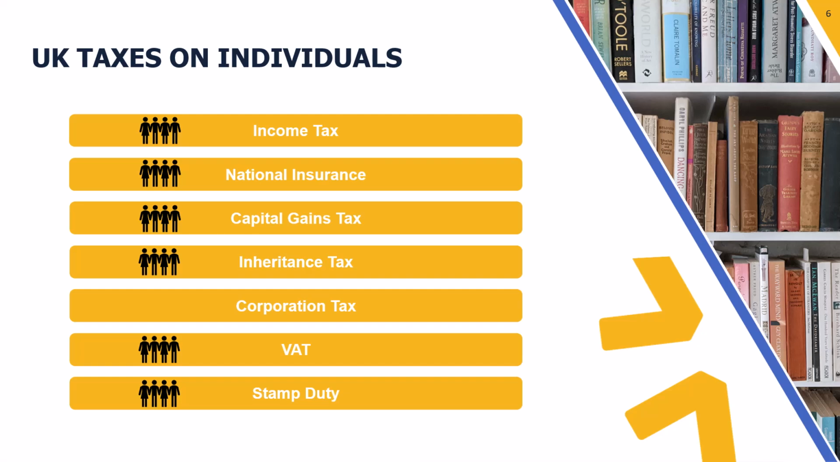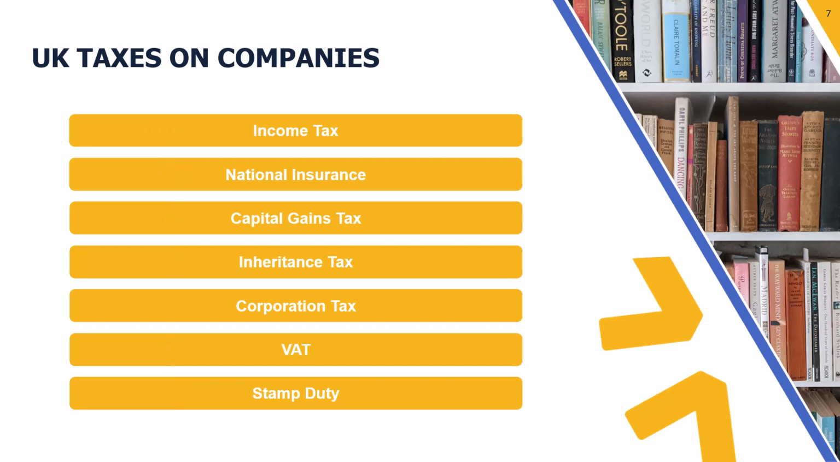Let's contrast that with those paid by companies. So when we're looking at companies, the applicable taxes will be national insurance, corporation tax, VAT, and stamp duty. So just take a moment to note that companies do not pay income tax, they do not pay capital gains tax, and they do not pay inheritance tax. Now, I will revisit this point as we proceed throughout the topics, but it's helpful to make that distinction up front.